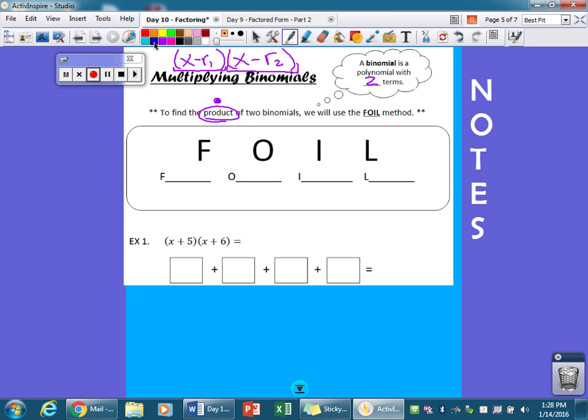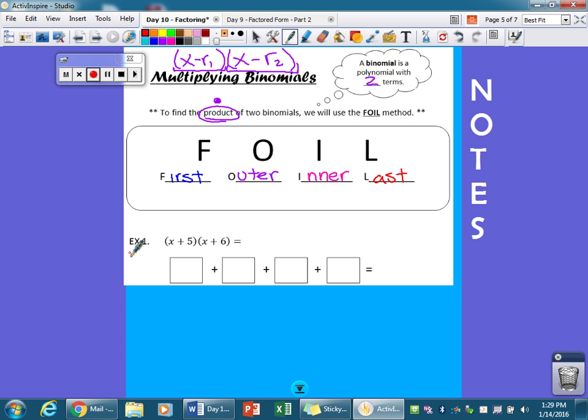F stands for first. O stands for outer. I stands for inner. And L stands for last. Again, it still probably seems super weird, but once we see a problem, you'll kind of understand. So remember, this is just to help you remember how to do it.